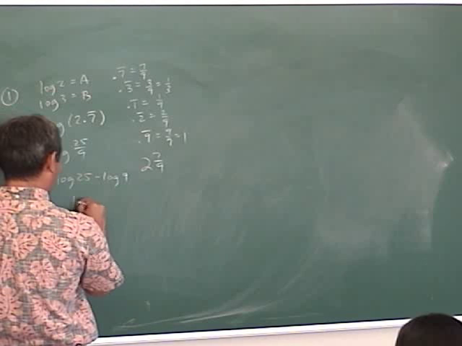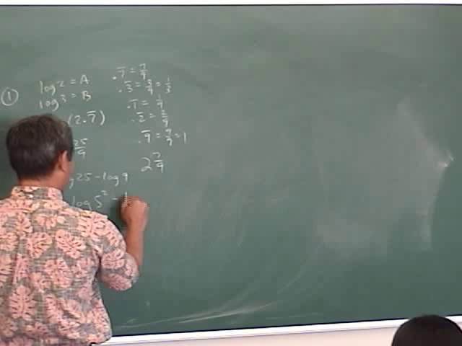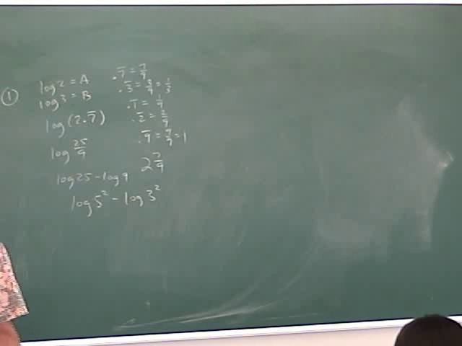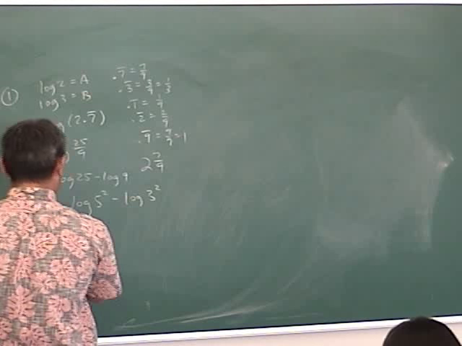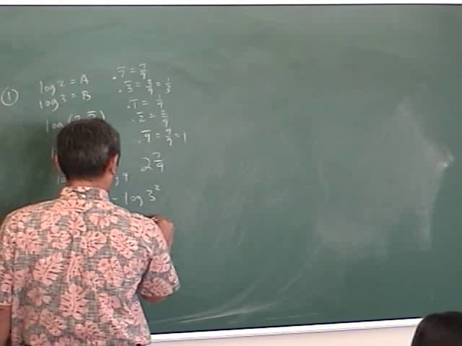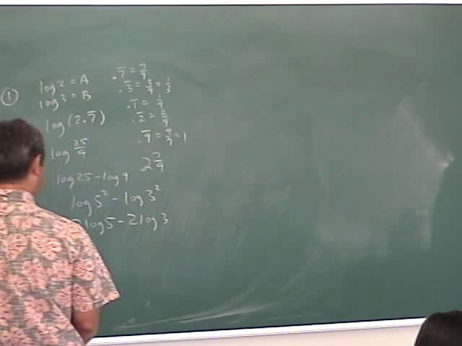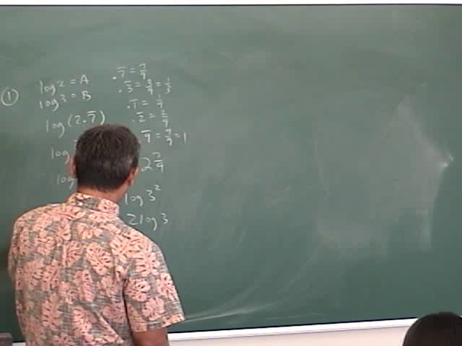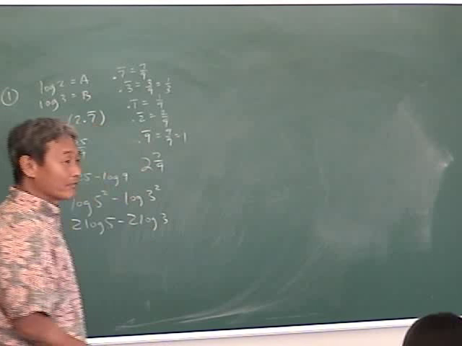And isn't 25 5 squared and 9 is 3 squared? Why do you write it with powers? So you can bring the exponents to the front. 2 log 5 minus 2 log 3. Also, this one is B. Log 3 is B, Mr. Park, but log 5, I don't have log 5, I have log 2.